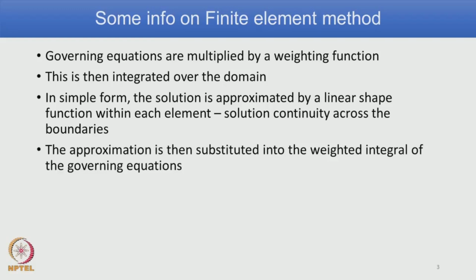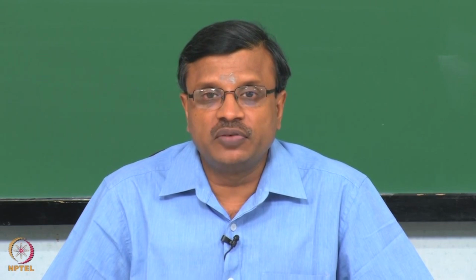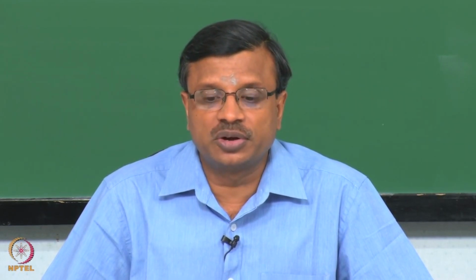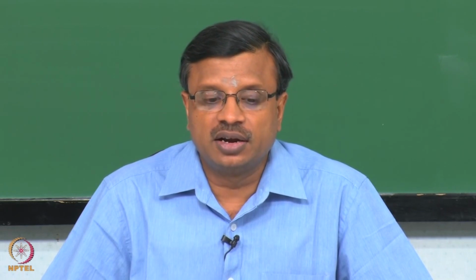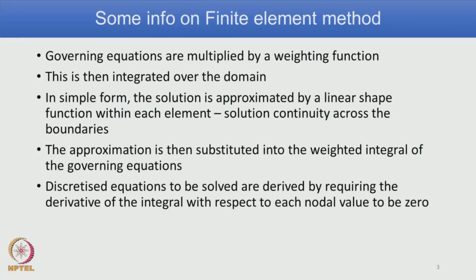This approximation is then substituted into what is known as the weighted integral form of the governing equation, and this is where two terminologies are used, the strong form and the weak form. The strong form of the governing equation is the original equation with the corresponding boundary condition. The weak form is an approximation to the governing equation, that is why it is called the weighted integral form of the governing equation, and in other words it is called the weak form of the equation. Then the discretized equation is to be derived and solved.